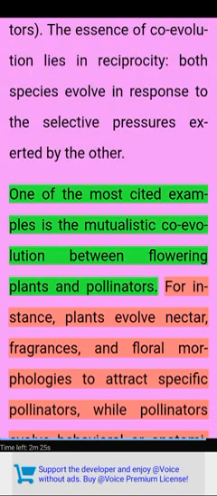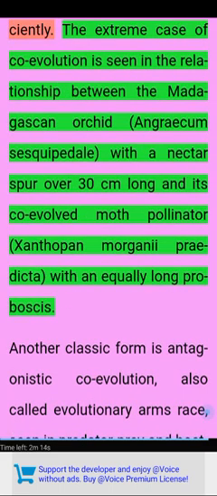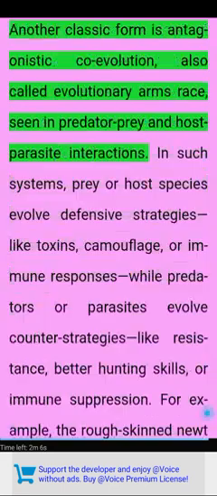One of the most cited examples is the mutualistic coevolution between flowering plants and pollinators. For instance, plants evolve nectar, fragrances, and floral morphologies to attract specific pollinators, while pollinators evolve behavioral or anatomical traits such as long proboscises or olfactory receptors to access nectar efficiently. The extreme case is seen in the Madagascan orchid Angraecum sesquipedale with a nectar spur over 30 centimeters long and its coevolved moth pollinator Xanthopan morganii praedicta with an equally long proboscis.